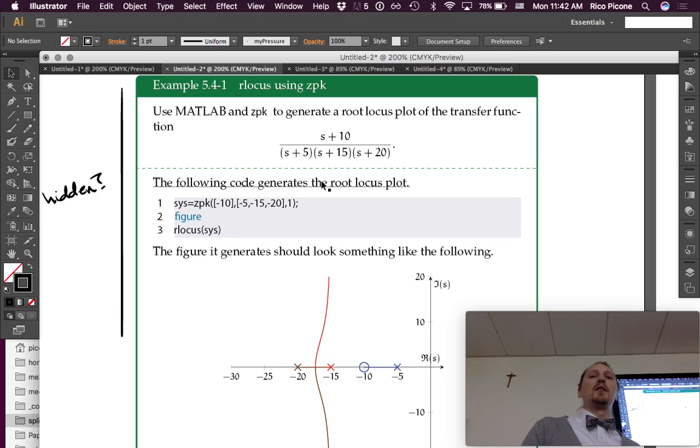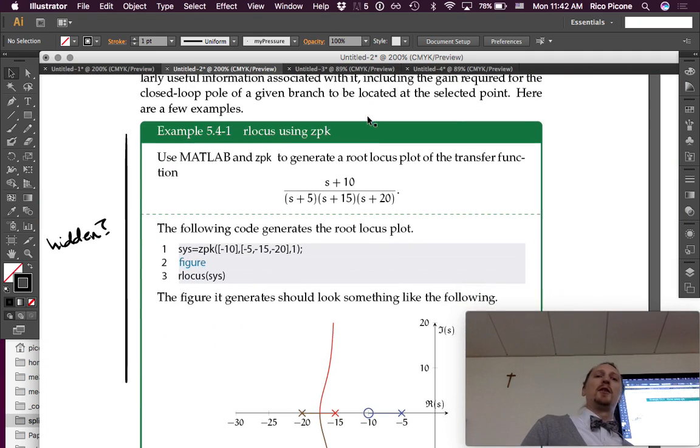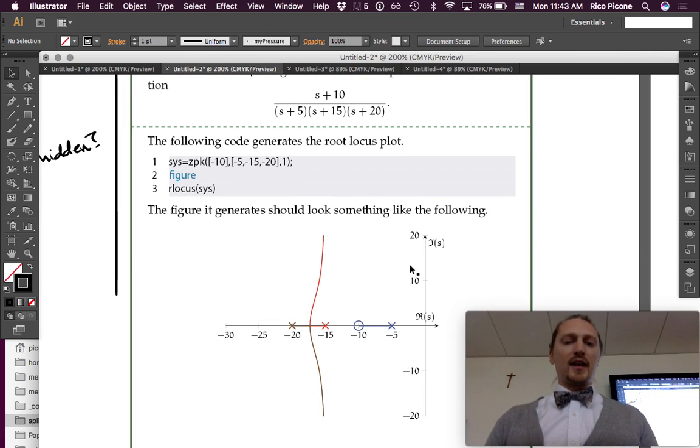So actually the function to use then is the TF function, and you can give it the coefficients of your polynomial, and then it'll do the work for you. So when you can see the zeros and the poles because it's already factored, ZPK is easier. When it's not factored, it's easier to use TF. So we build this system model, we assign it to the variable sys, and we open up a figure, and we call rlocus of sys. And we get a figure that looks like this out of it.